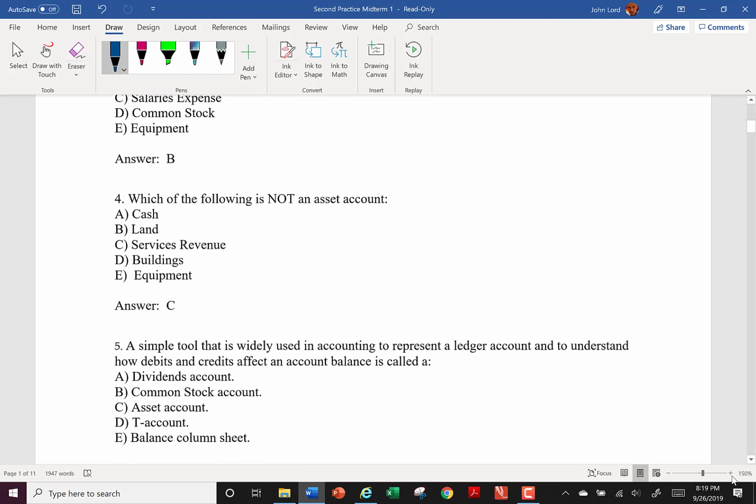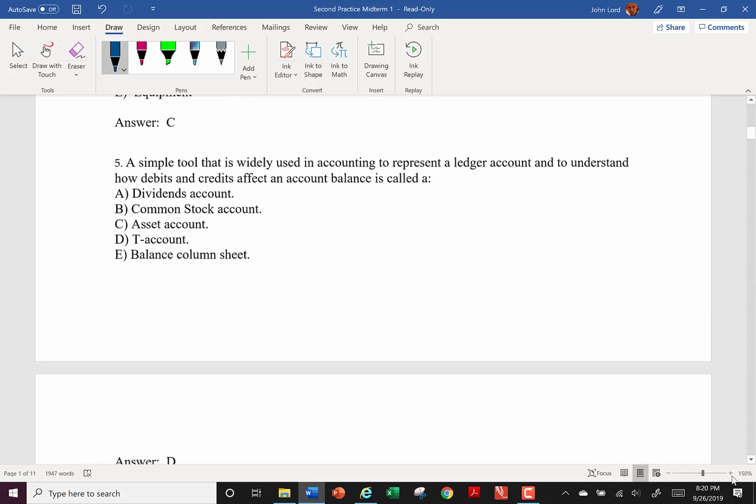Which of the following is not an asset? Cash, land, revenue. Revenue is not an asset. It is revenue. Sometimes I get students that say, why isn't revenue an asset? Because it's revenue. I don't know what else to tell you. Okay. All right, good. Number 5.